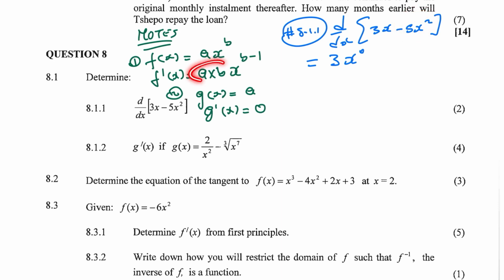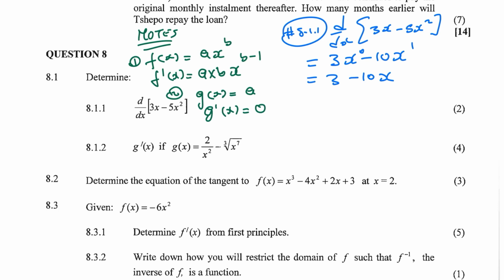And again, how do you do this? You do the same thing. You say negative 5 times 2, x power 2 minus 1. Make sense? Negative 5 times 2 is negative 10, and 2 minus 1 is 1. So your answer is going to be minus 10x power 1. Of course, x power 0 is just 1. So it's going to be 3 minus 10x power 1, and x power 1 is just x. And that is your answer.